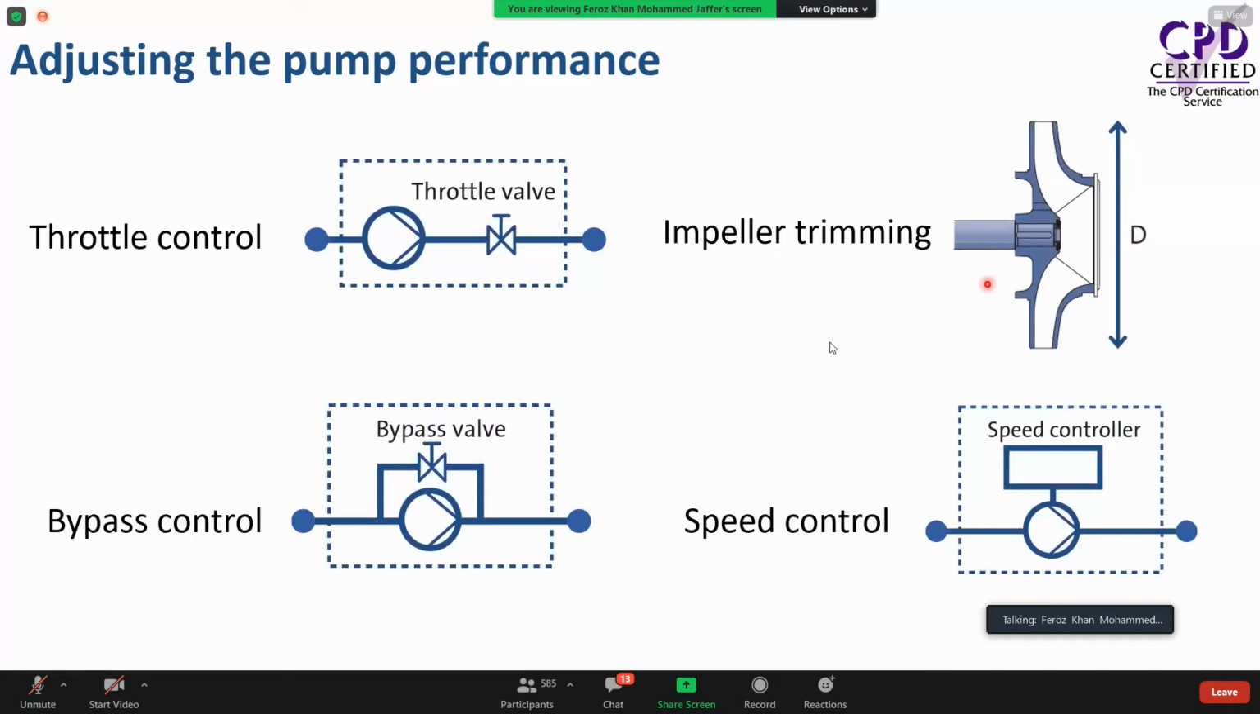And third one is impeller trimming. We have seen by trimming the impeller, we can control flow, head, and power requirement. So we can do impeller trimming. The last method, and I would say the most energy efficient and modern method, is by controlling the speed of the pump using variable frequency drive. So these are the 4 different methods we use to control pump performance.